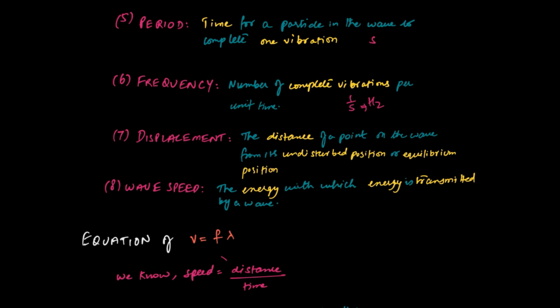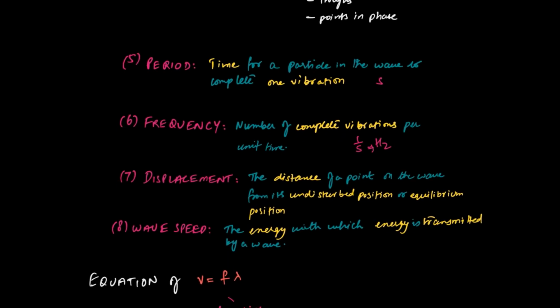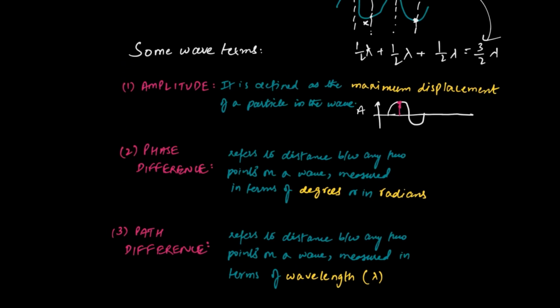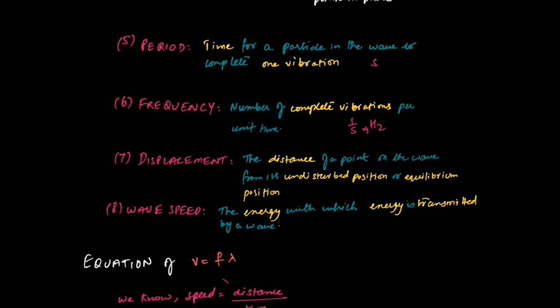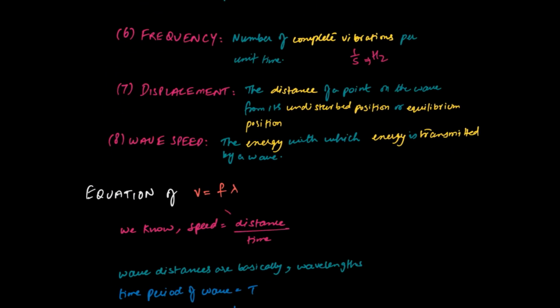What is the wave speed? Wave speed is the speed with which energy is transmitted by a wave. So these are some terms that are required by the examiner, that you must know these and must have an idea of what they basically mean. So let's continue with the equation v equals f lambda, how this equation v equals f lambda is derived, and what's the logic behind it.